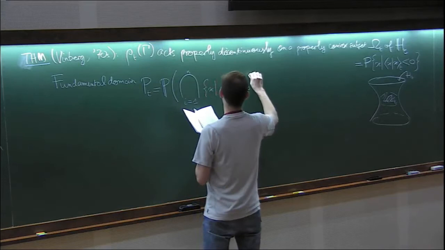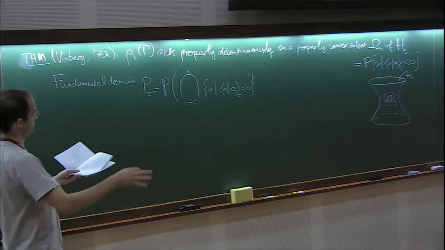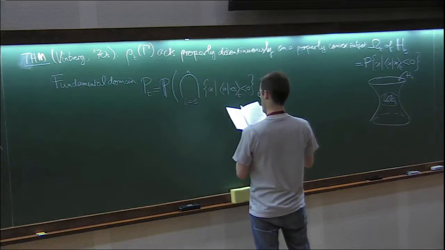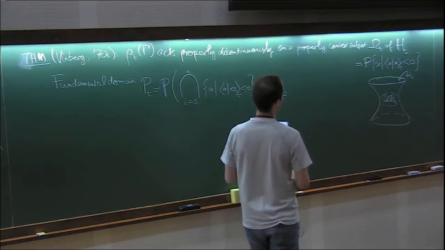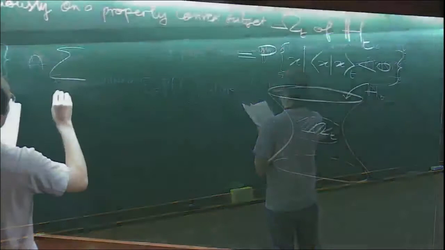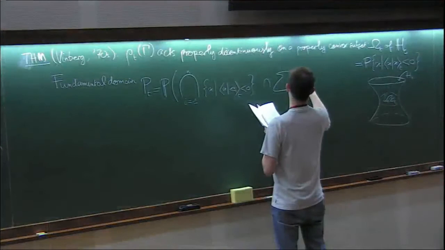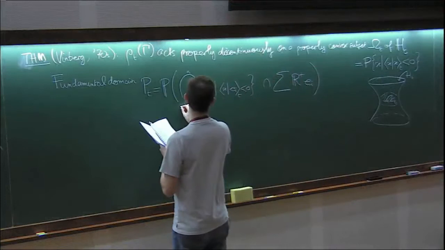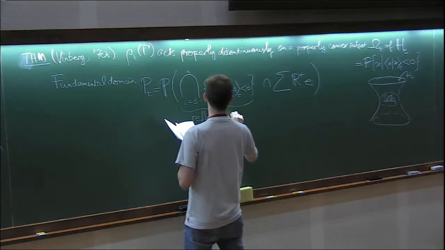So that's the region bounded by the reflection walls, and you have to truncate off a little bit to prevent this from spilling beyond H_t. But what you truncate by is just the positive octant, so the sum of R plus e_i. Again, those are the reflection walls. And this is the truncation.